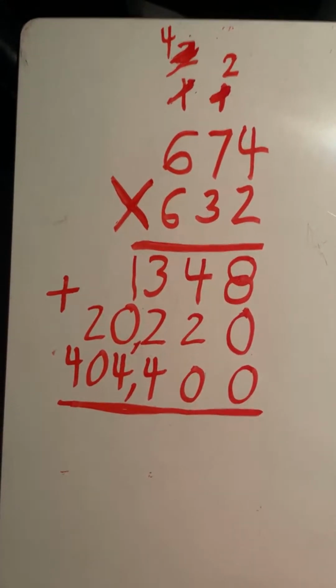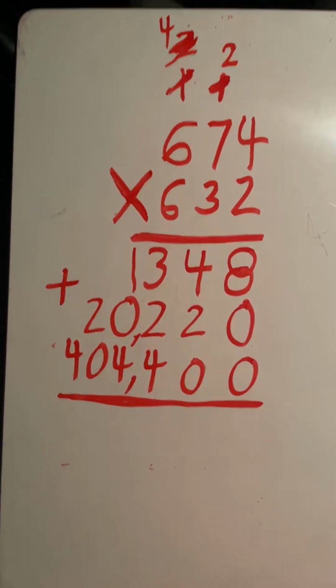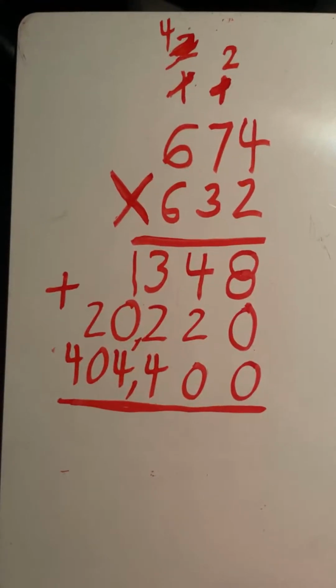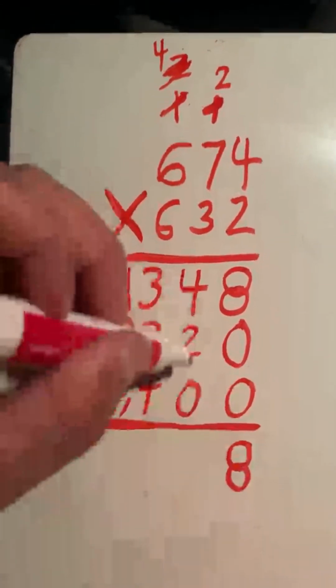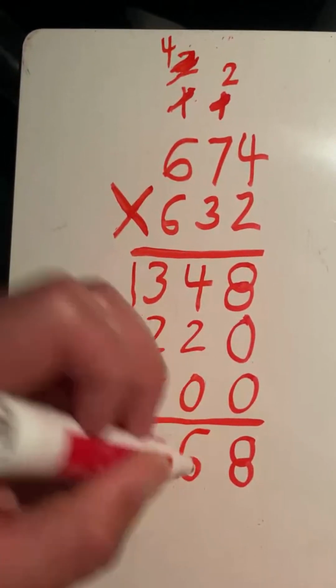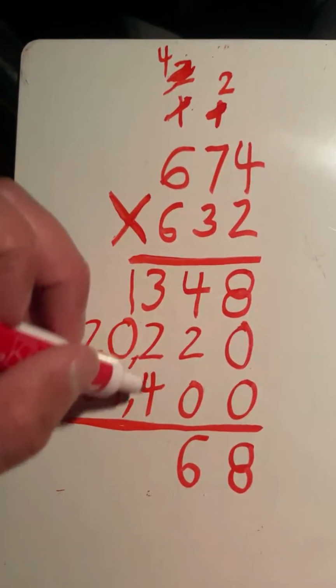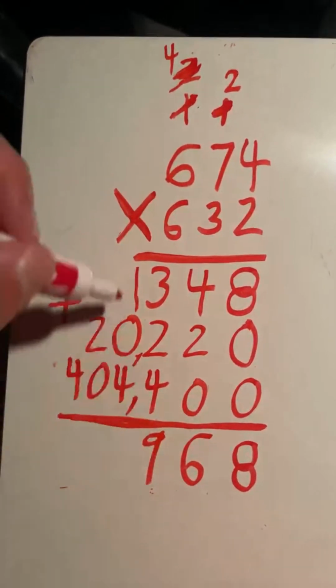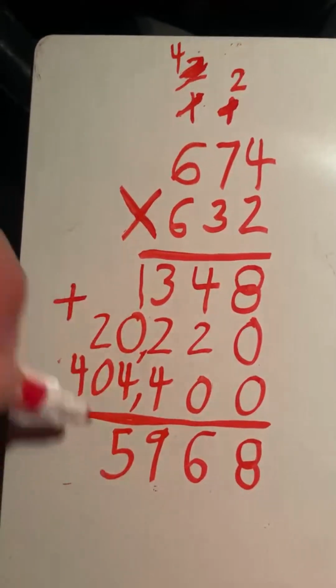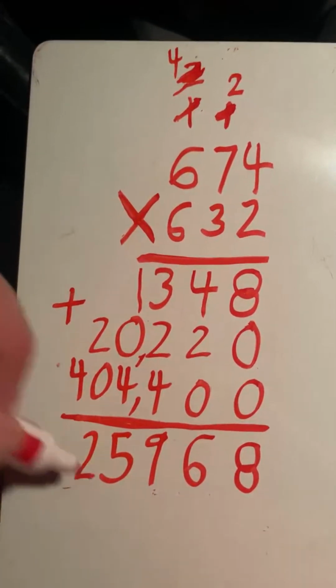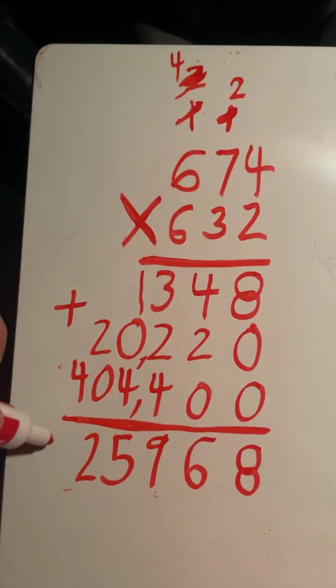Now the final step, we got to add these 3 numbers together. 8 plus 0 equals 8. 4 plus 2 plus 0 equals 6. 3 plus 2 equals 5, plus 4 equals 9. 1 plus 0 plus 4 equals 5. 2 plus 0 equals 2. 0 plus 0 plus 4 equals 4.